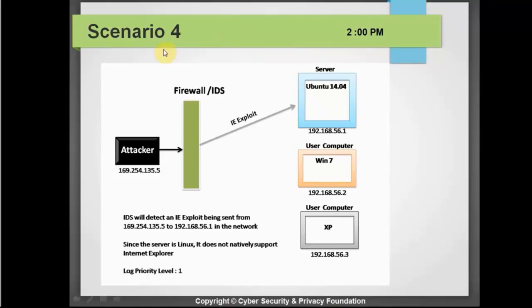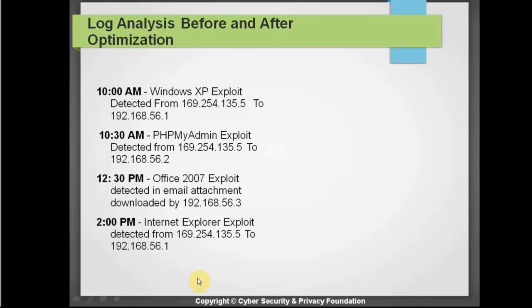So let's look at the next scenario 4, which happens at 2 p.m. The IDS detects that an Internet Explorer exploit is being sent from the attacker to the 56.1 computer, which is a Ubuntu server. Since Linux does not natively support Internet Explorer, the probability that this IE exploit will work is very, very low. So the priority level will be 1.